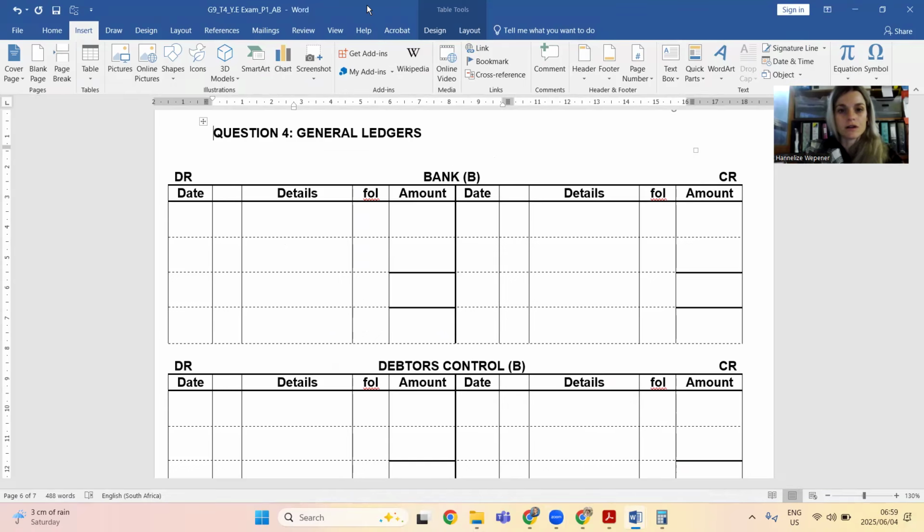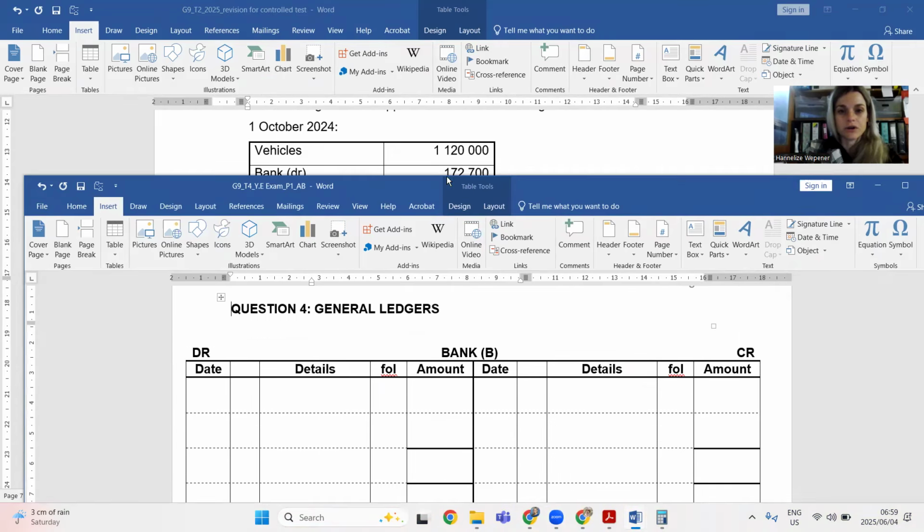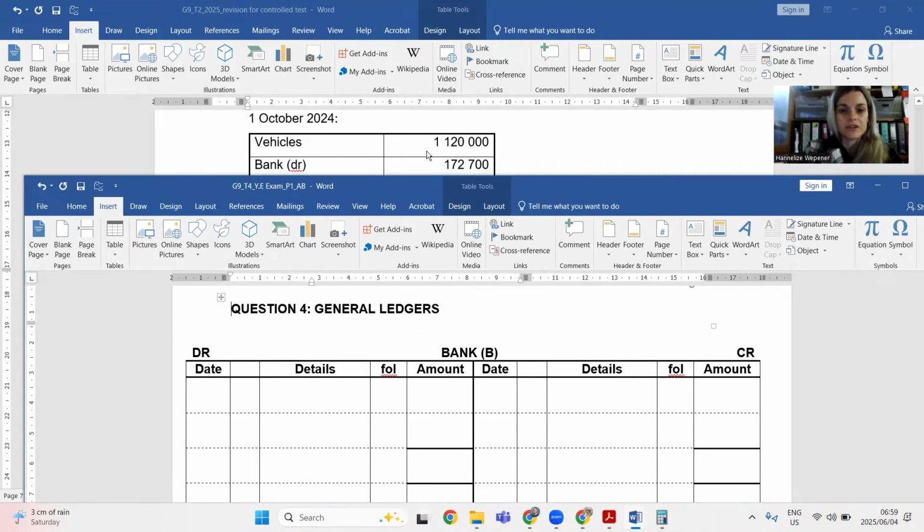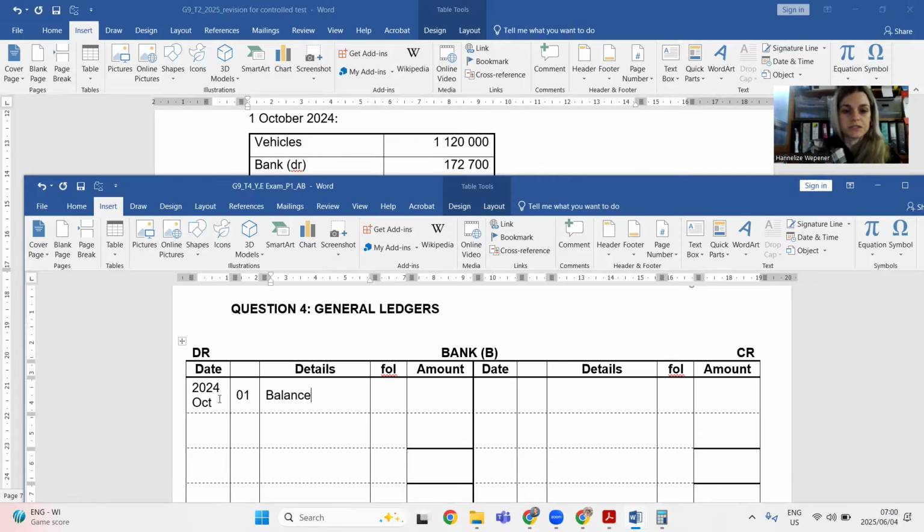So you go to your answer book and you're not doing vehicles now, so you are ignoring that one. However, you do have to do bank. We were even nice here. We told you it has a debit balance. In other words, you have a favorable bank balance on the 1st of October 2024. So balance brought down. So money that you had left after September that you can now use in October.